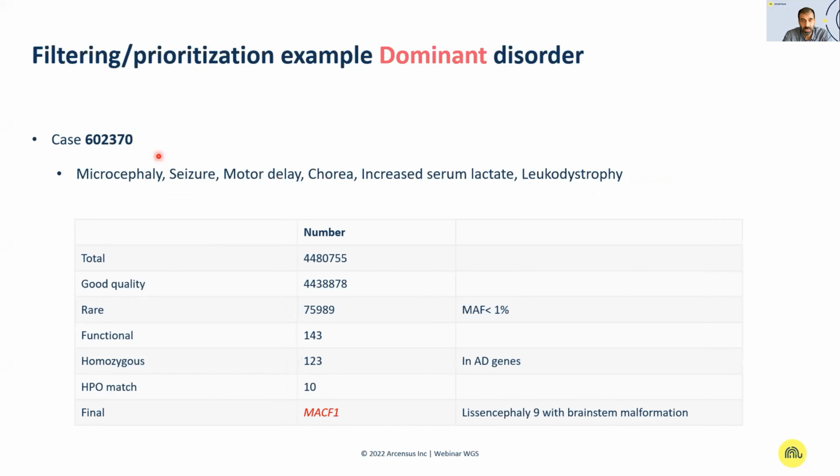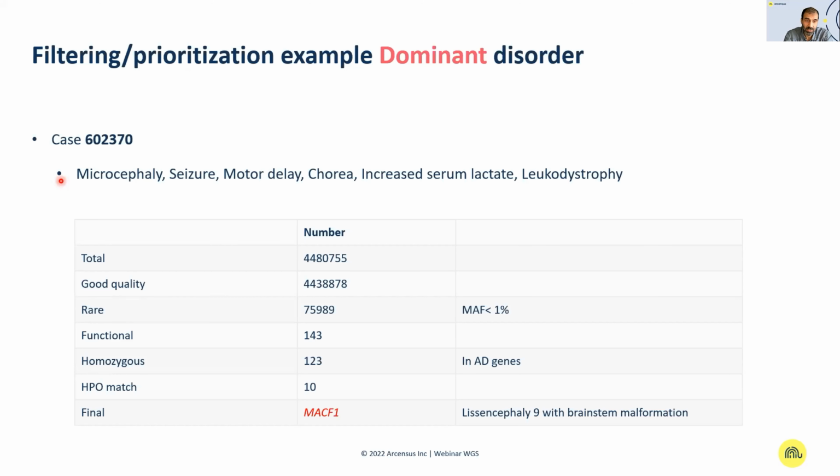And this is another example of a dominant disorder. And as you remember from one of the previous slides at the beginning, a dominant disorder means that there is only a single nucleotide or a single mutation that could cause the disease. In this particular case, we have again an individual with microcephaly, seizures, motor delay, and leukodystrophy. And starting with whole genome sequencing, we had about 4.5 million variants.